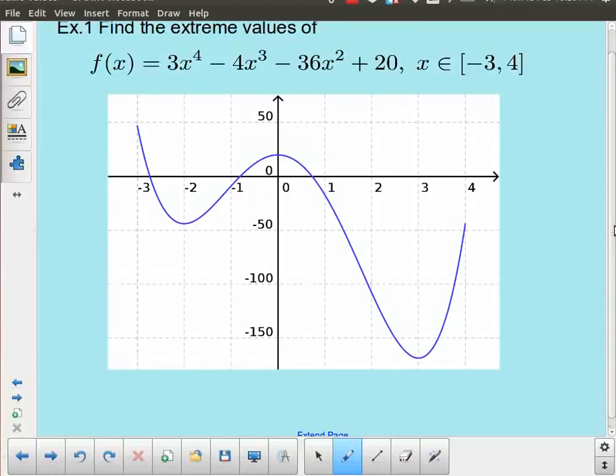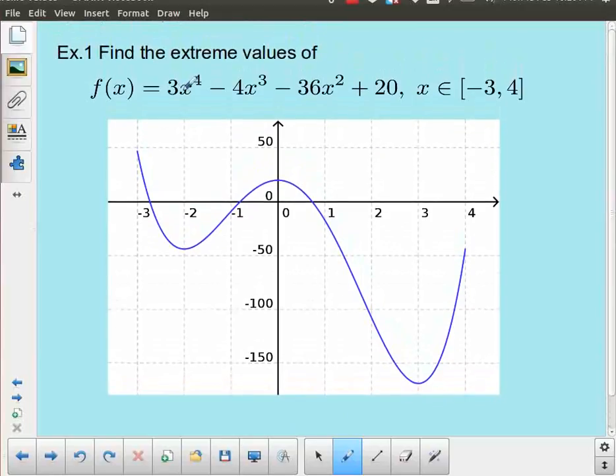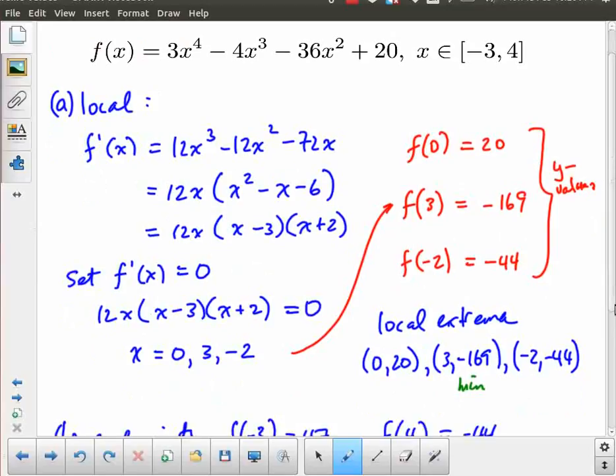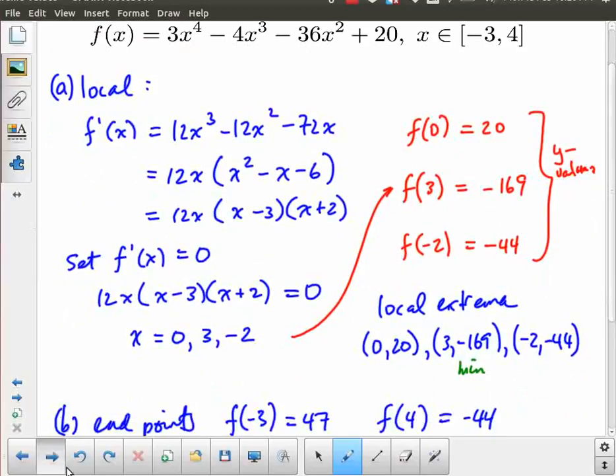And here's the graph of that particular quartic. This is just the graph on the interval shown from negative 3 to positive 4. When we look at our absolutes, you can see there is my absolute minimum at negative 169. And the highest point on this graph occurs here at positive, and what was it, 44? No, not 44, 47.